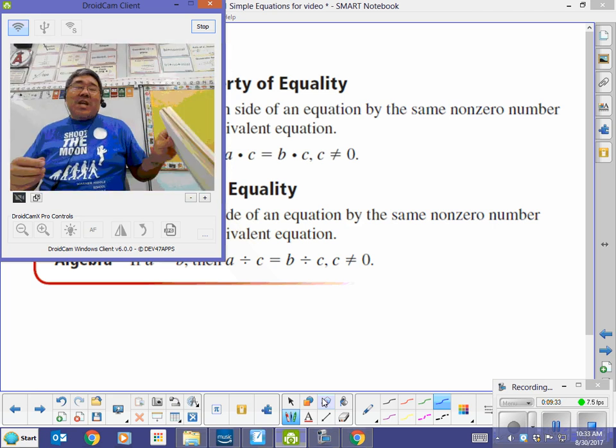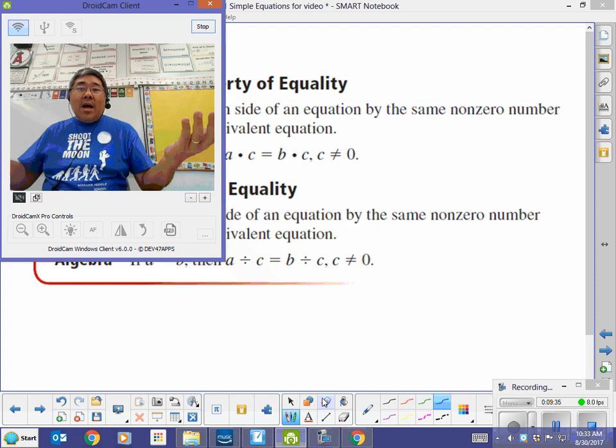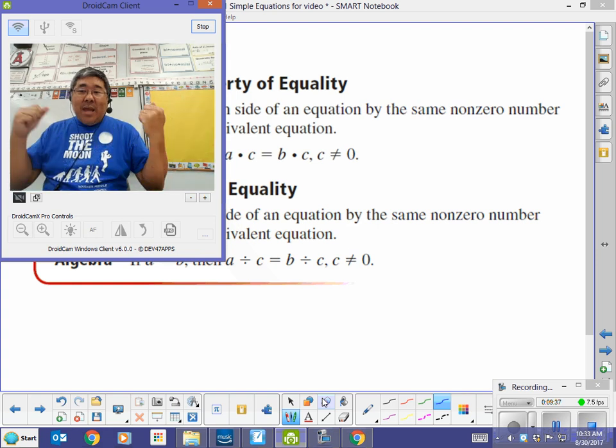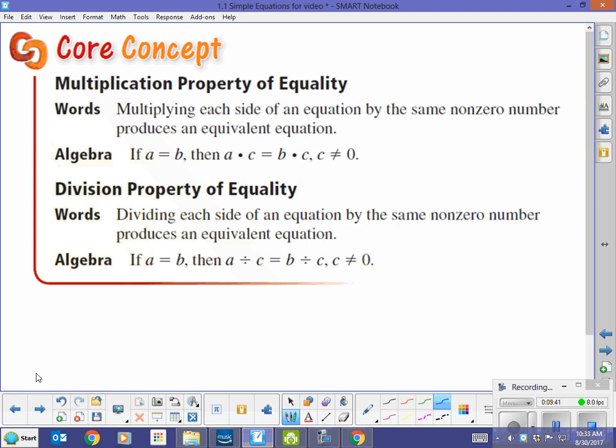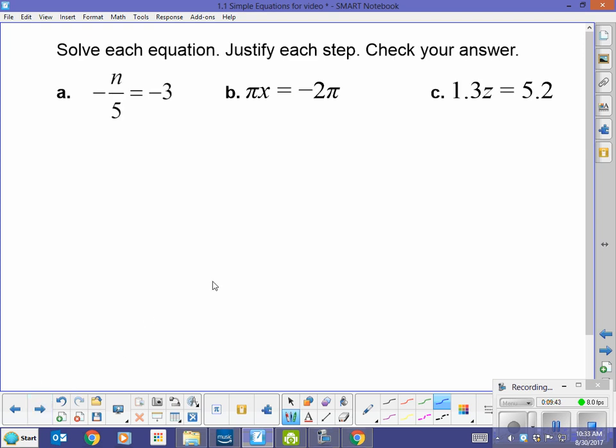Okay, so let's go ahead and do some examples now regarding the multiplication and division properties of equality. Let's do each of these here. Label the next section again, example problems, and we're going to do these three problems together.